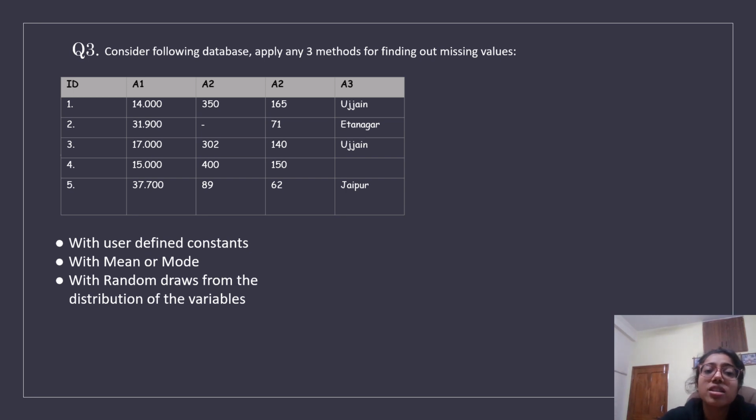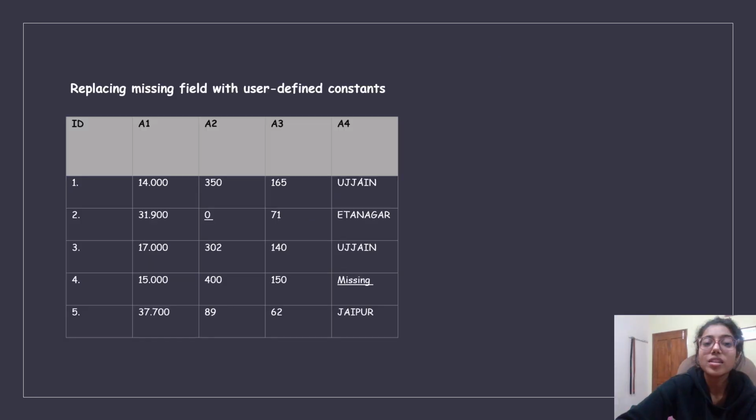Question 3 says, consider the following database, apply any three methods for finding out missing values. So the three methods are with user-defined constants, with mean and mode, and the third is with random draws from the distribution of the variable. So here we are replacing the missing field value with user-defined constants. So this value will be 0, and here we'll write missing. This is missing and this is 0.